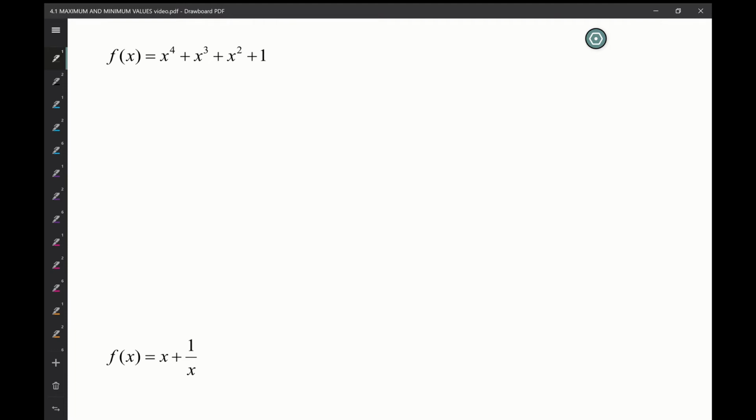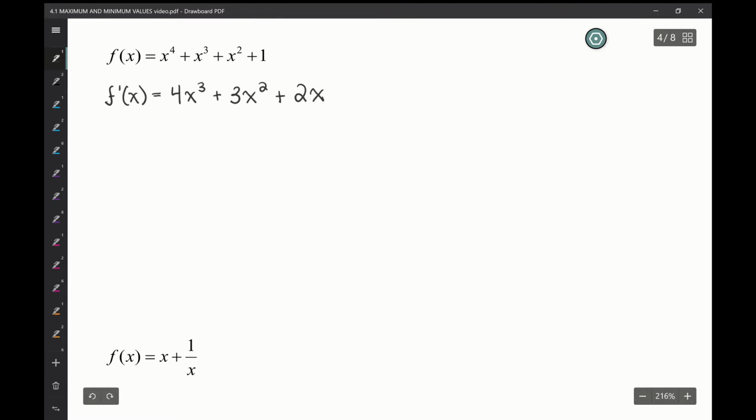Let's find some more critical numbers. We'll start by finding the derivative of this function. The derivative of x to the fourth power is 4x cubed. The derivative of x cubed is 3x squared. The derivative of x squared is 2x. And the derivative of 1 is just 0.